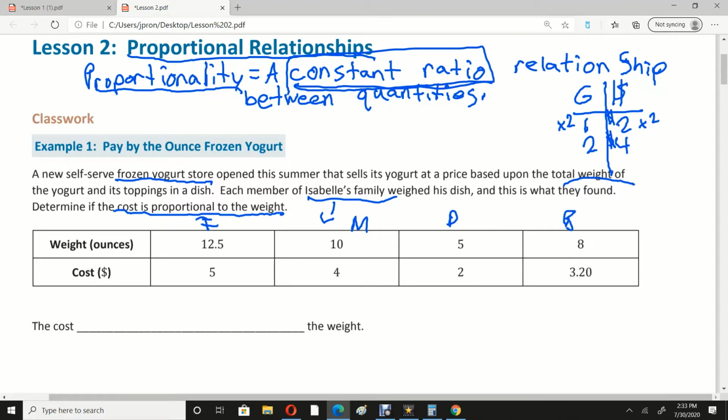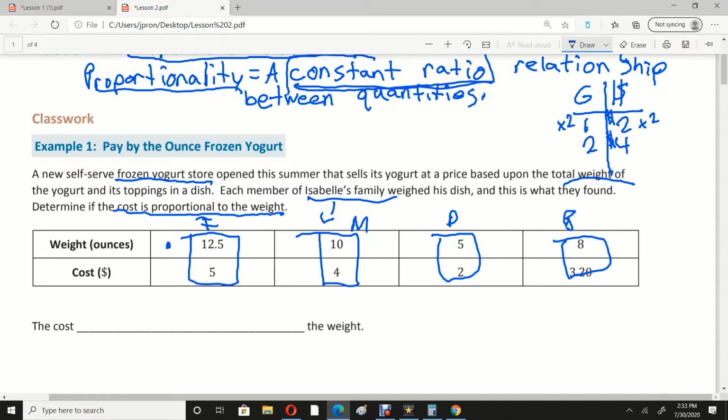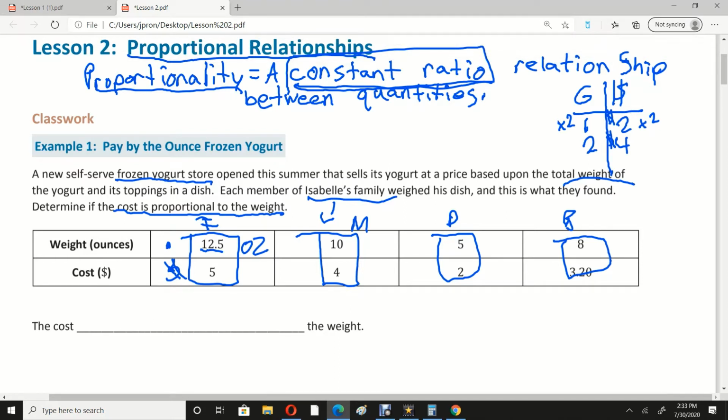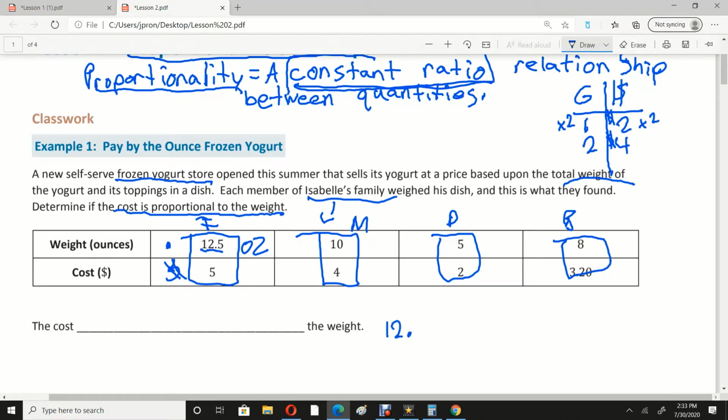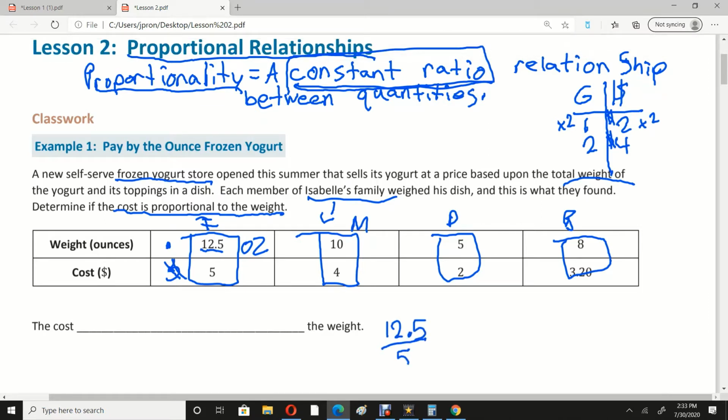Great. All right. Let's determine if these relationships are proportional. So this box here represents one cost and weight, and the rest of these boxes all represent the cost and weight per cone. So Isabel's cone weighed 12.5 ounces, and her cost in dollars was $5. So 12.5 ounces, $5. That is our first ratio, and we're going to come right down here, and I'm going to write 12.5 over 5.